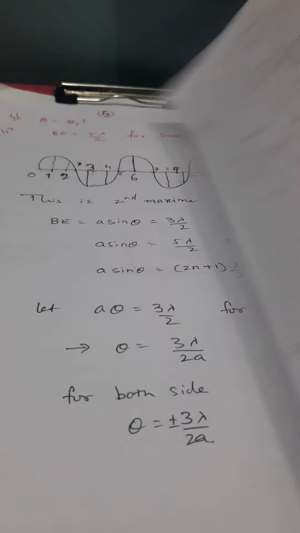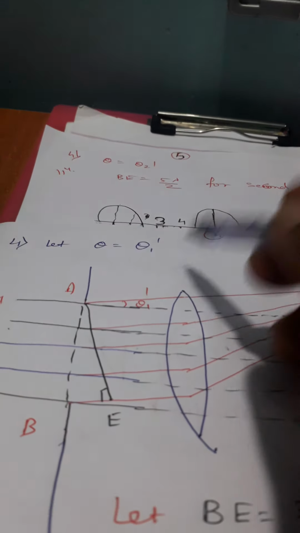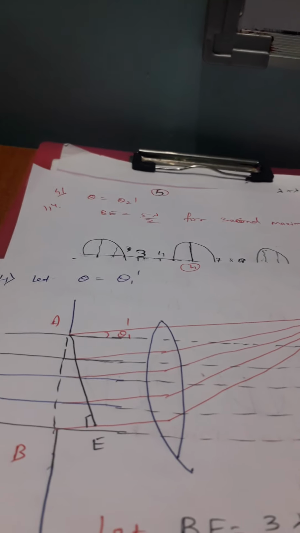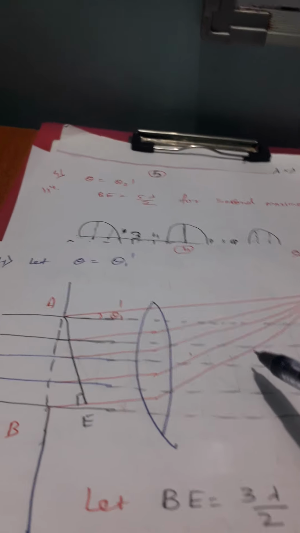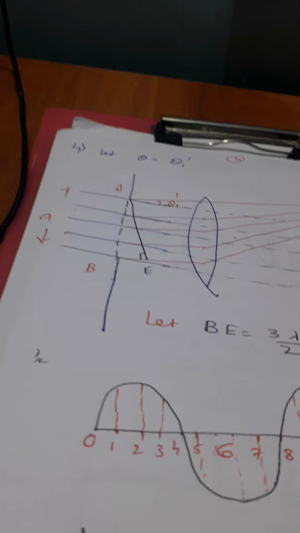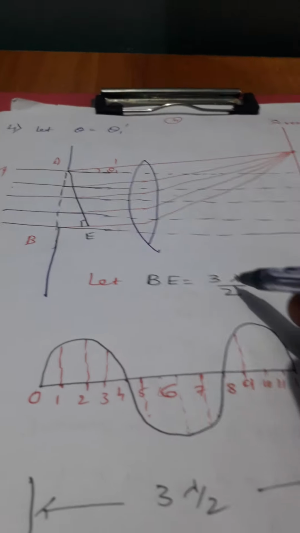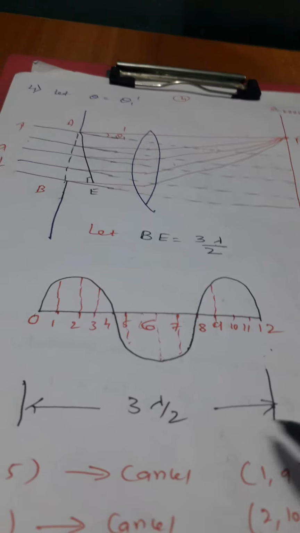Now for maxima, let us take theta 1 dash. Now theta 1 dash means path difference, we take the path difference as 3 lambda by 2. Suppose this is what we have, theta dash, a different angle, you can continuously change the angle. So now the path difference is 3 lambda by 2, means from B to E your portion is like this. So this is 3 lambda by 2.